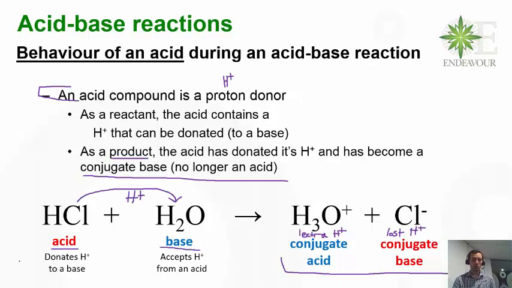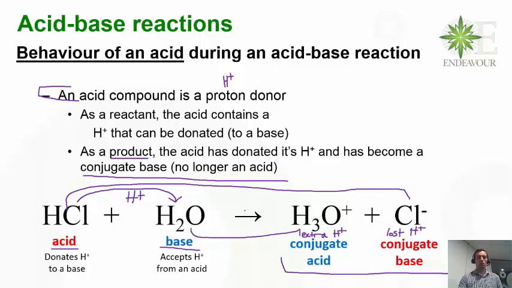So, for example, the first pair would be HCl, and then it turns into Cl minus. So that's one pair. And then the second pair is H2O and H3O plus. Notice that the first pair here, the only difference between these two is one H plus. So HCl contains one more H plus than the Cl minus does. Just like between H2O and H3O plus. The only difference between these two is H plus. So essentially that tells you that the reactant is turned into the product by the change in H plus.